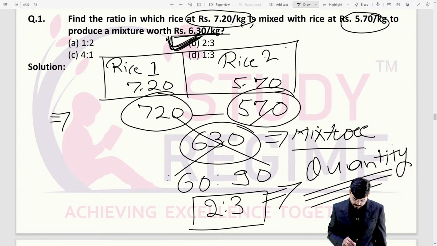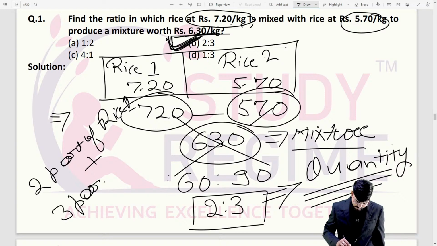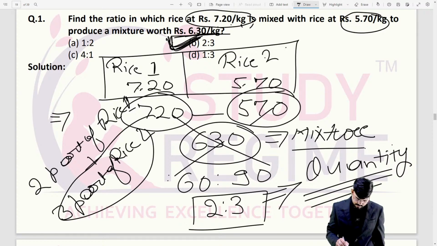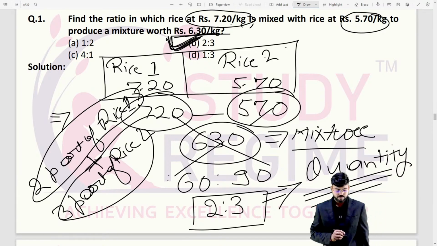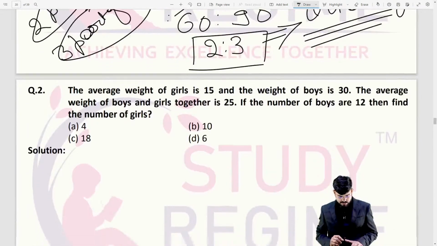The meaning is that 2 parts of rice 1 are mixed with 3 parts of rice 2. Clear? This is the sense. You will be taking 2 parts of rice 1 and 3 parts of rice 2. Then you will mix this mixture and you can put the value equal to 6.30 per kg. Clear? Okay. Let's go with the second question.